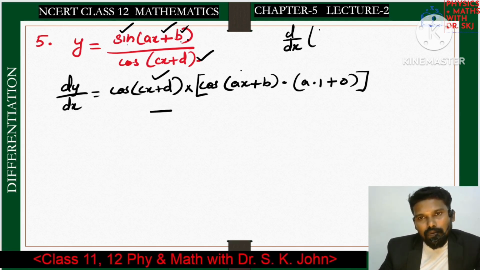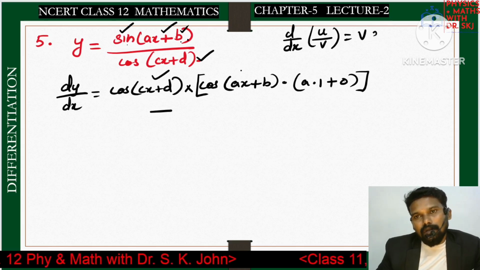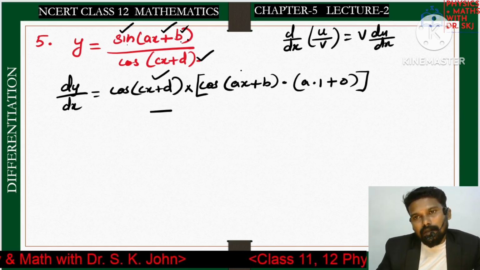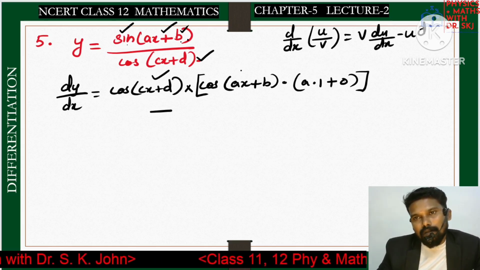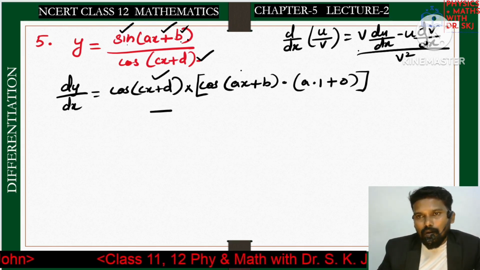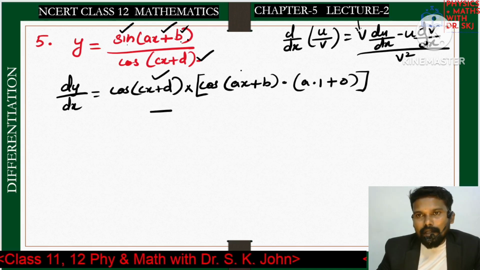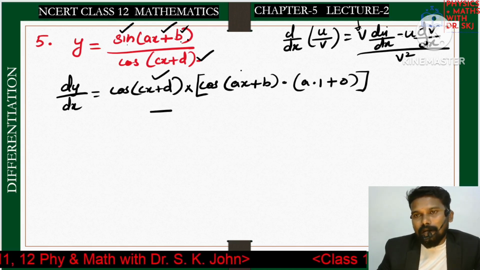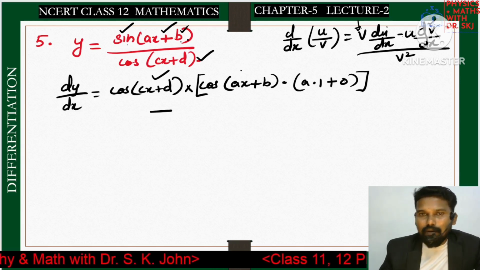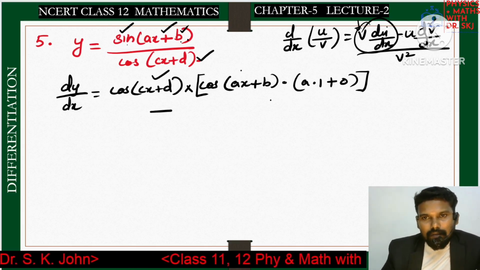d by dx of u by v is equal to v times du by dx minus u times dv by dx divided by v square, or denominator into derivative of numerator minus numerator into derivative of denominator divided by denominator square. So this part only is over.